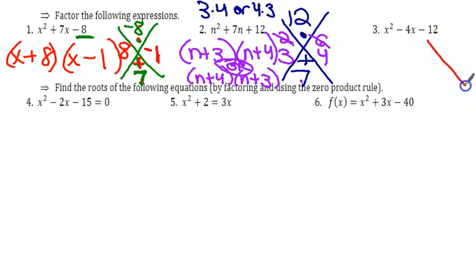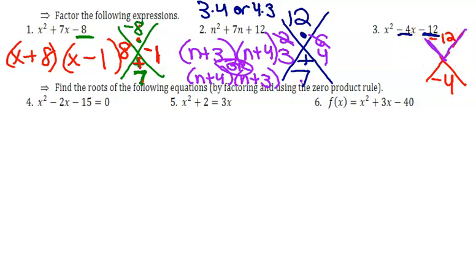Now number 3, I have a negative 12 and a negative 4. So when I have a negative b inside, and a negative c, that means I have to have a negative factor and a positive factor. Okay, so let's think about this again. With 3 and 4, can I get to negative 4? No. All right, what about 12 and 1? Could I add or subtract something to get to negative 4? I don't think so. So you kind of talk it out.